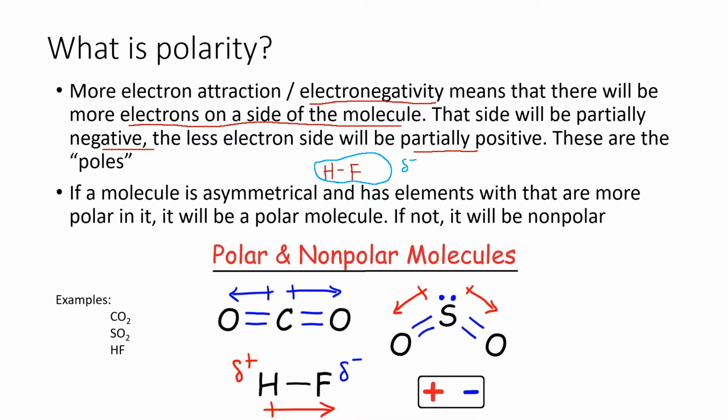And this symbol that I drew here, this little curvy D looking thing, that is a lowercase Greek delta sign. And we use it to say partially negative or partially positive in chemistry. So if this side is partially negative, to balance things out, the other side has to be partially positive. And then we have a positive pole and a negative pole, which makes that a very polar molecule.